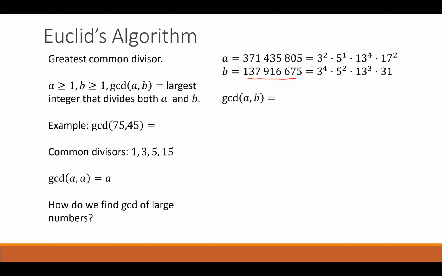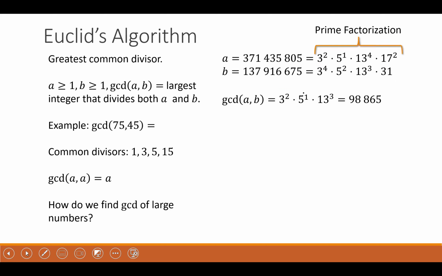Some of these numbers they have in common, particularly these ones. And of those, I can count how many they have in common. This one has 4 3s as a factor, and this one has 2, so there's 2 3s in common. This has 2 5s, and this has 1 5, so there's 1 5 in common. This has 3 13s, and this has 4 13s, so there's 3 13s in common. So I take out all of the common factors, and that gives me the greatest common divisor of those two numbers.